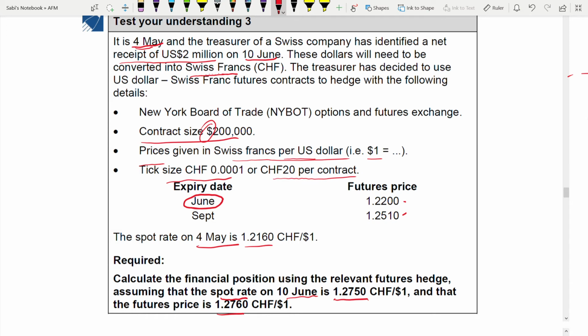How many contracts, right? So to decide on how many contracts, what is the amount that you have to hedge? 2 million. Divide by what is the contract size? It's always the amount divided by the contract size. 200,000. So 2 million divided by 200,000 is 10. Perfectly 10. That means there's no under hedging or over hedging using future. That's a good thing. So 10 contracts.